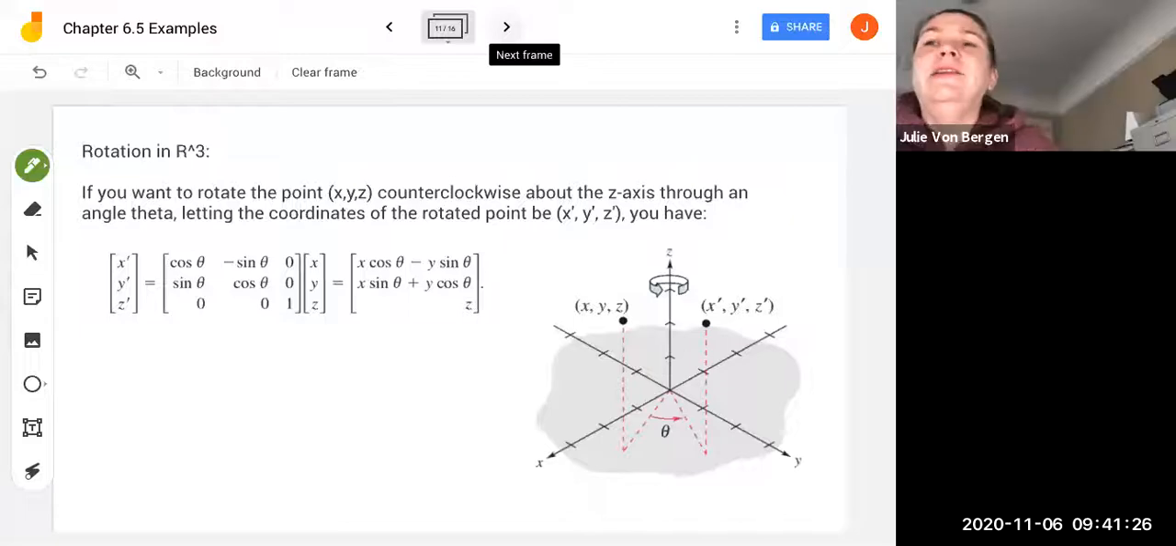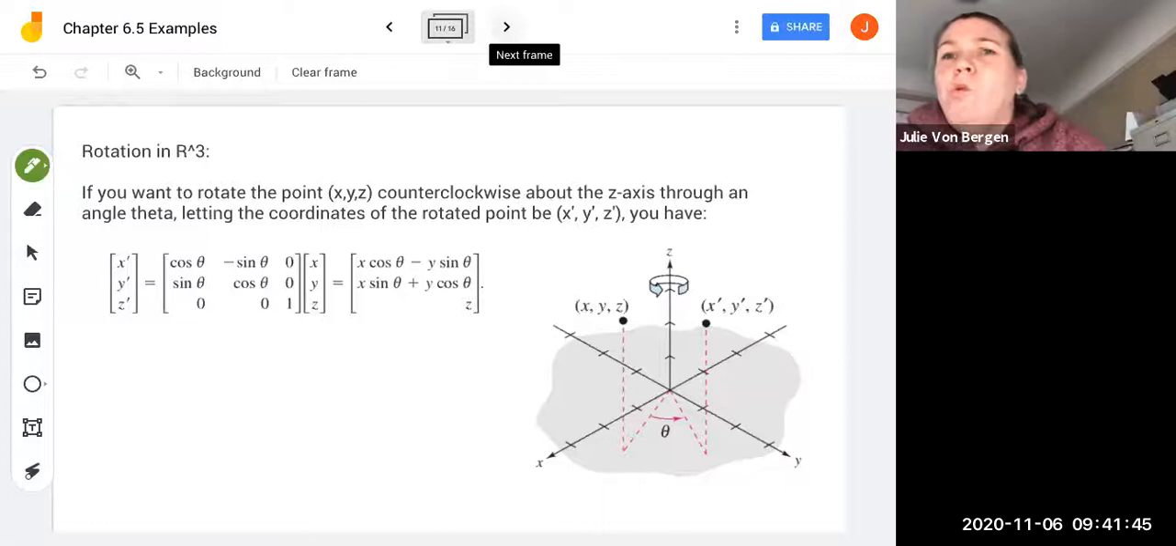In this video, we continue with Chapter 6, Section 6.5, all about applications of linear transformations. And our learning objective for this video is to use a linear transformation to rotate a figure in R3. So here we are going to see the ways that you can rotate a 3D point XYZ.